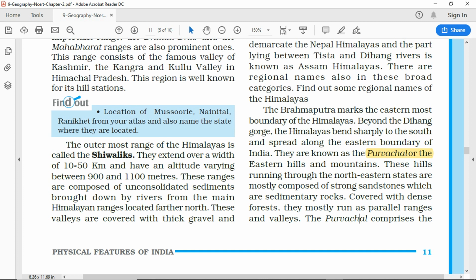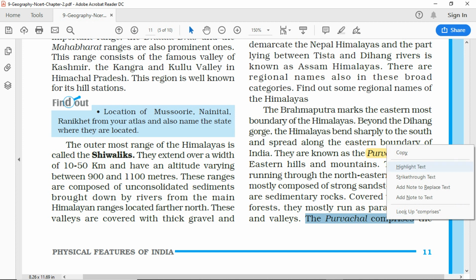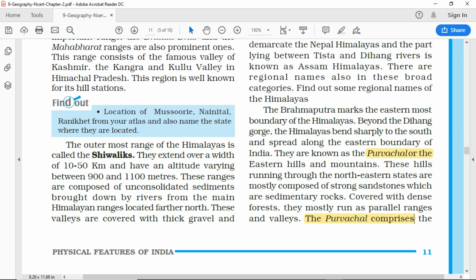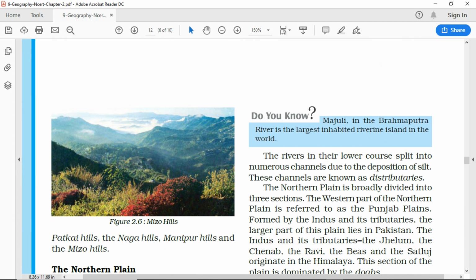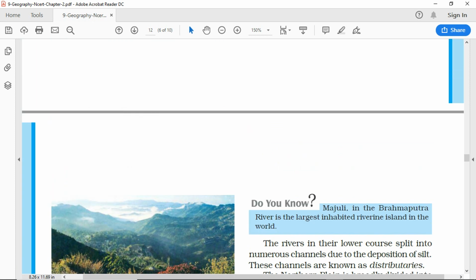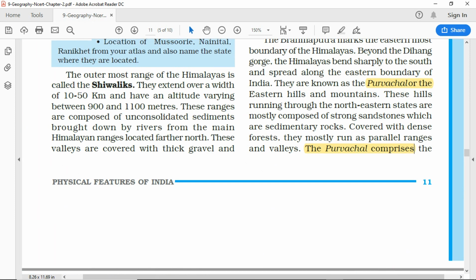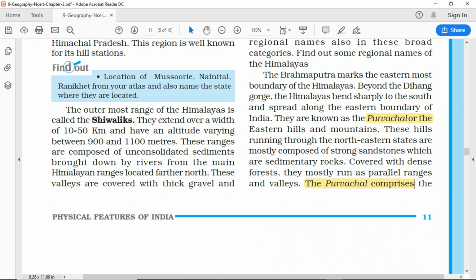Prepare a list of the names of the glaciers and passes that lie in the Great Himalayas. The names of the states where the highest peaks are located. Locate Mussoorie, Nainital, Ranikhet on your atlas and also name the state where they are located.